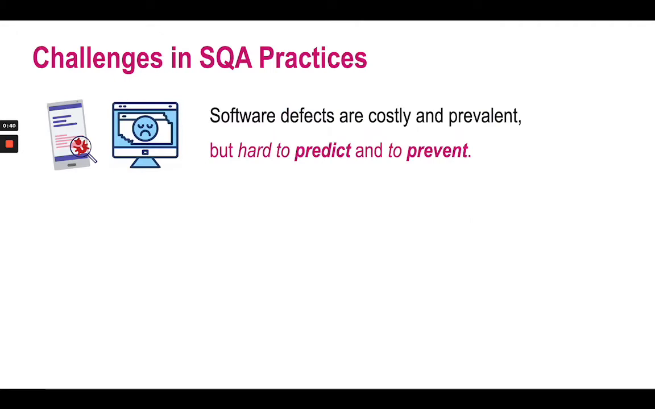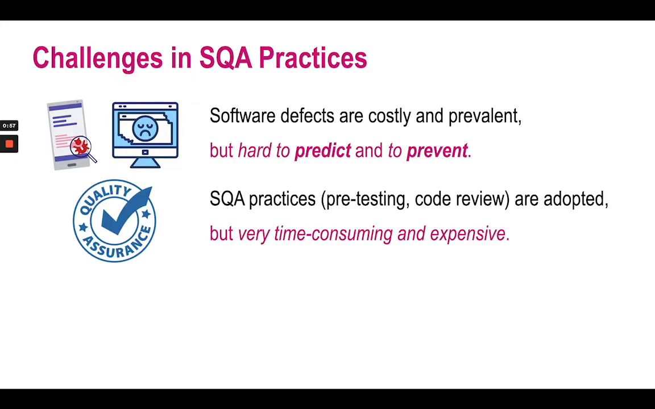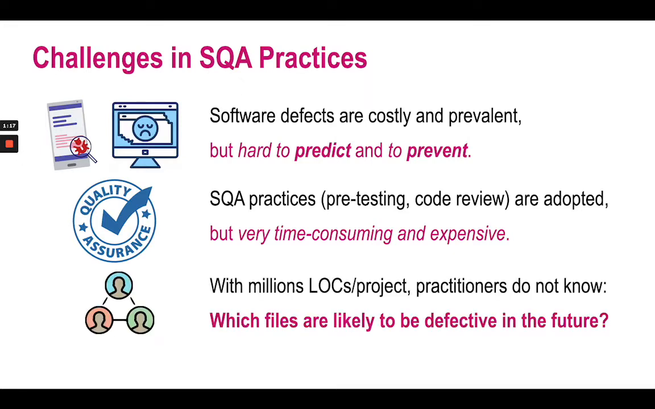As everyone knows, software defects are very costly and prevalent, but they are very hard to predict and prevent. Thus, practitioners want to find and fix defects as early as possible instead of fixing them in production. So SQA practices like exploratory testing or code review are adopted in many organizations, but such activities are still very time-consuming and expensive. So let's imagine that you work at Google with millions of lines of code. You just have no idea which files are likely to be defective in the future, or which files should be reviewed first. Such ad hoc decision making could lead to suboptimal SQA resource prioritization. Developers cannot efficiently and effectively find the highest number of defects given the limited time and resources.